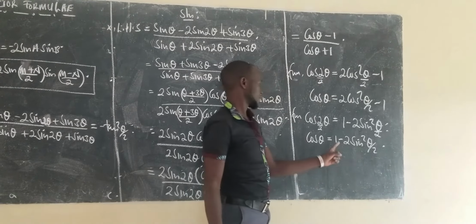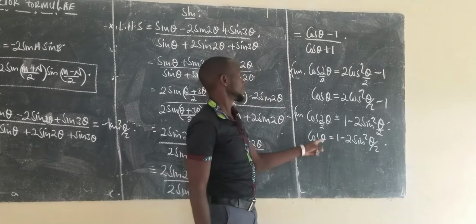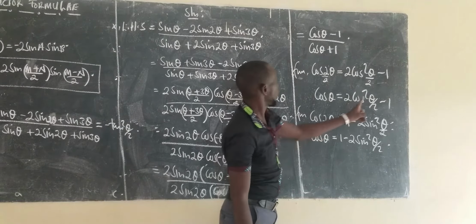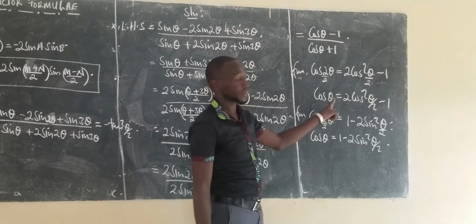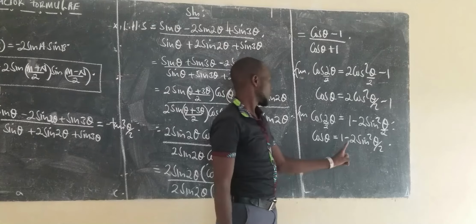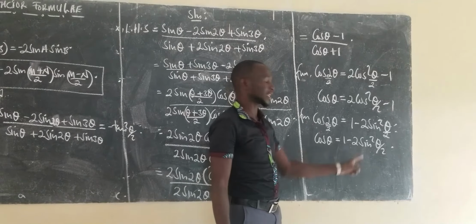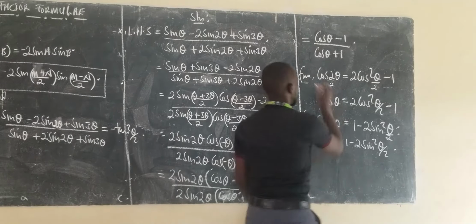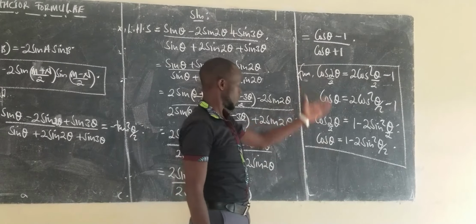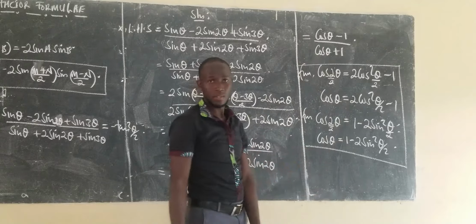When you look at this, get this one and bring it to this side. You will get cos theta minus 1. Get this 1 and bring it to this side. You will get cos theta plus 1 equals 2 cos squared theta over 2. Here you will get cos of theta minus 1 equals negative 2 sine squared theta over 2. This is for your own consumption. It's not an exam. If you remember this very well, just do the substitution.